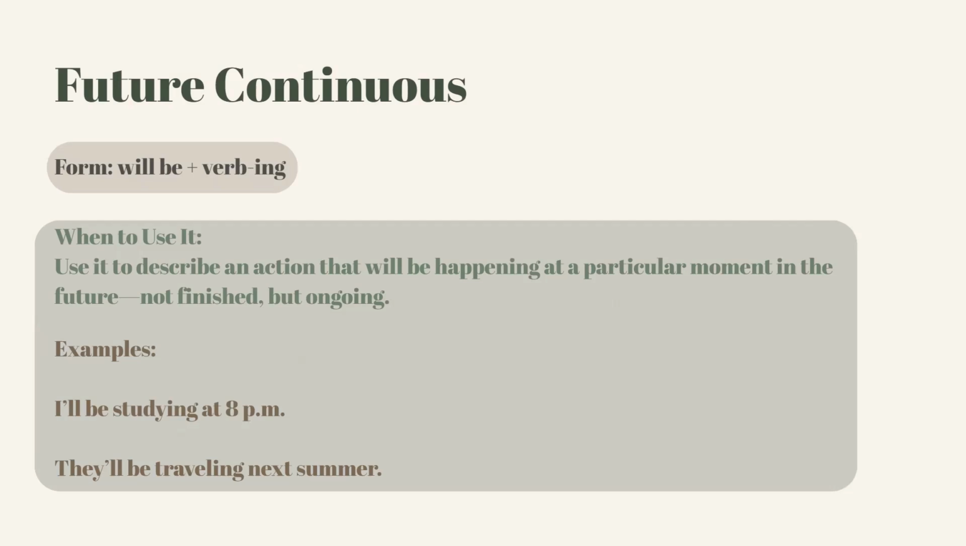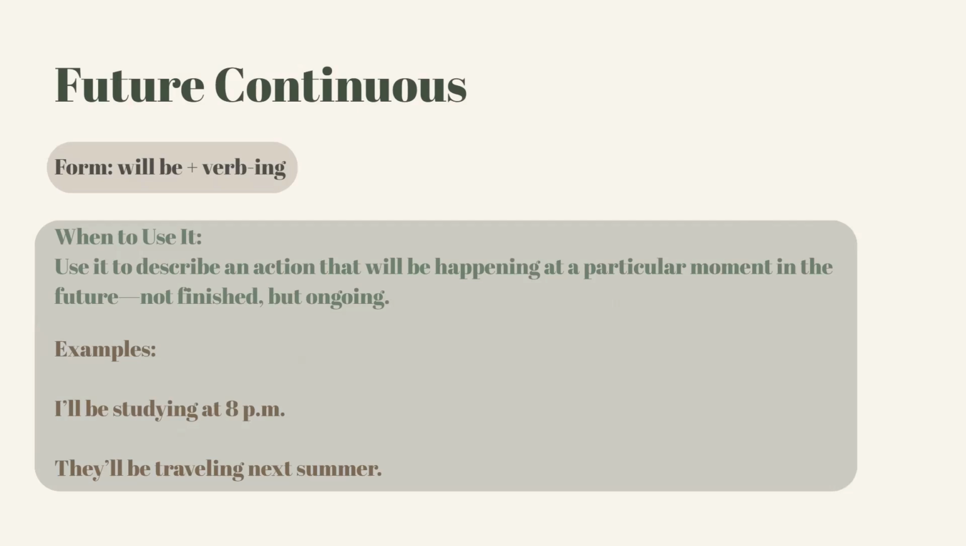So let's take a look at the structure of the future continuous. It's the subject plus will be plus verb in the ing form. We have some examples here. I'll be studying at 8 p.m. Literally, just look at the sentence and try to make it make sense in your head. What is the sentence trying to tell me?